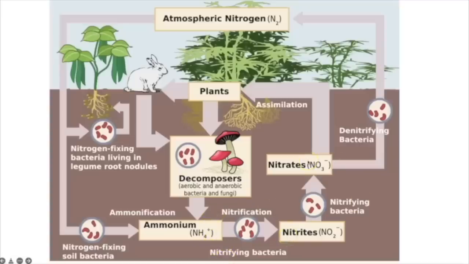Then we have nitrification occurring, which is when nitrifying bacteria can oxidize ammonium into nitrites and then oxidize it further into nitrates. And that can then be absorbed by active transport into the plant roots. And then animals can absorb that through digestion and absorption.